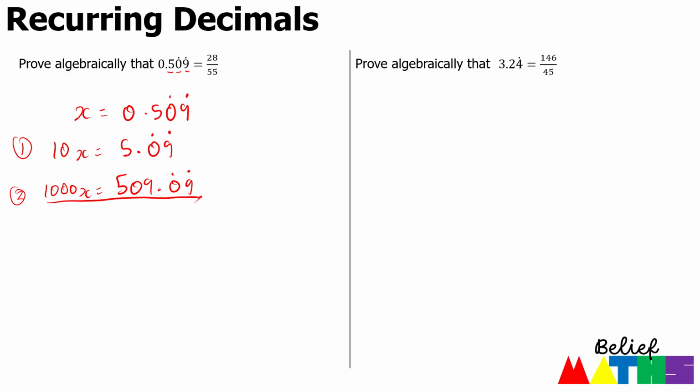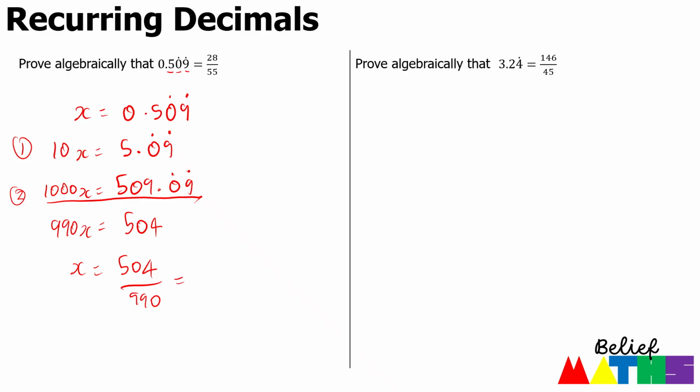Now I'm doing equation 2 minus equation 1, so that's 990x is equal to 504, because the recurring decimals cancel, and 509 minus 5 is 504. x equals 504 divided by 990. Now, just because they've asked you to prove it algebraically doesn't mean you need to show every step.